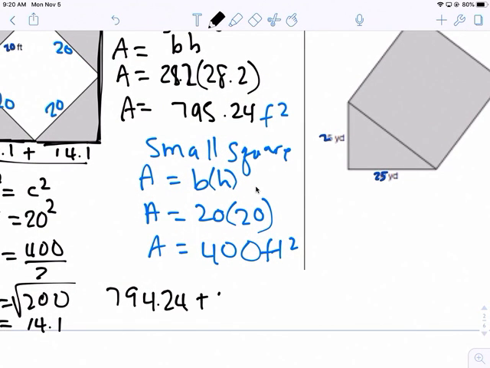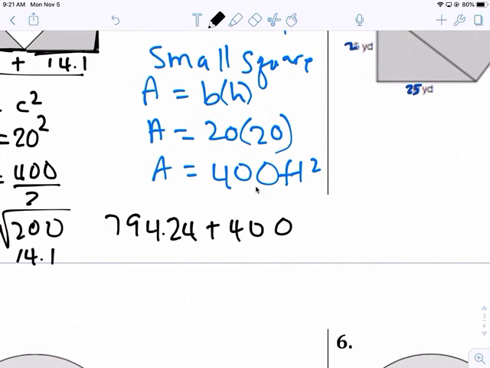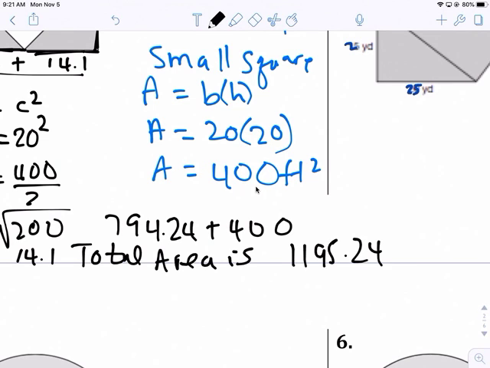794.24 plus 400. Okay. You get total area is 1195.24 feet squared.